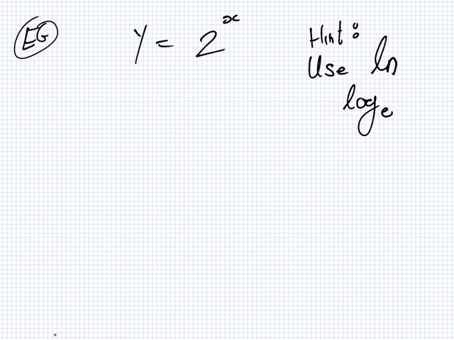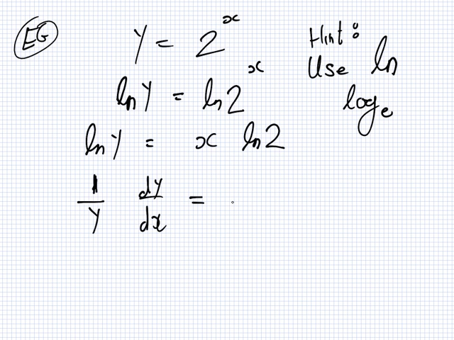Okay, you got it, yeah? Very good. So, we put log on both sides. So we have log y equals log 2 power x. So we get log y equals x log 2. Derivative of log y is 1 over y dy dx equals, there we go. Derivative of x log 2? Log 2. So dy dx equals y log 2.